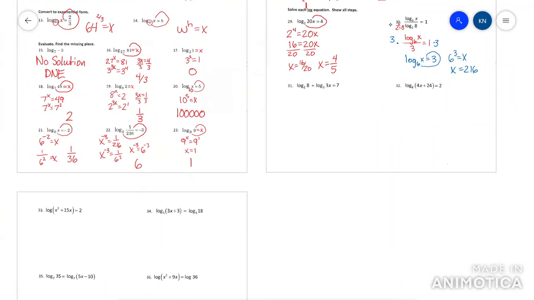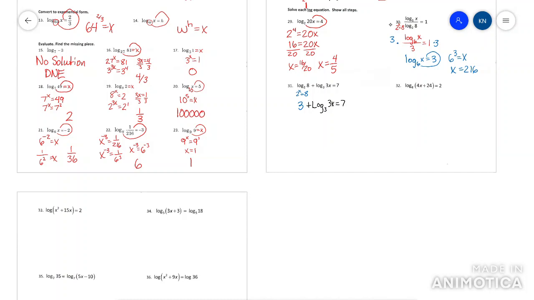Okay, this next one. Evaluate this log base 2 of 8. That's like 2 to what power makes 8? Well, that would be 3. Now you can't evaluate this part, because it has a letter x. So really what you have is 3 plus this log base 3 of 3x equals 7.